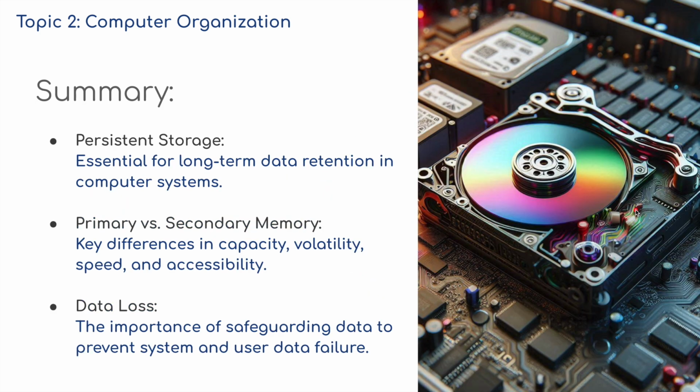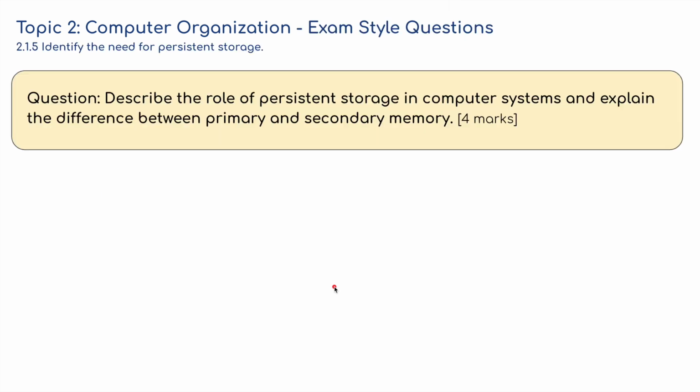So in summary, persistent storage is essential for long-term data retention in computer systems. Primary versus secondary memory, key differences in capacity, volatility, speed, and accessibility. And then in terms of data loss, the importance of safeguarding data to prevent data and user data failure. Okay, that is it. But as always, we do have just one question this time.